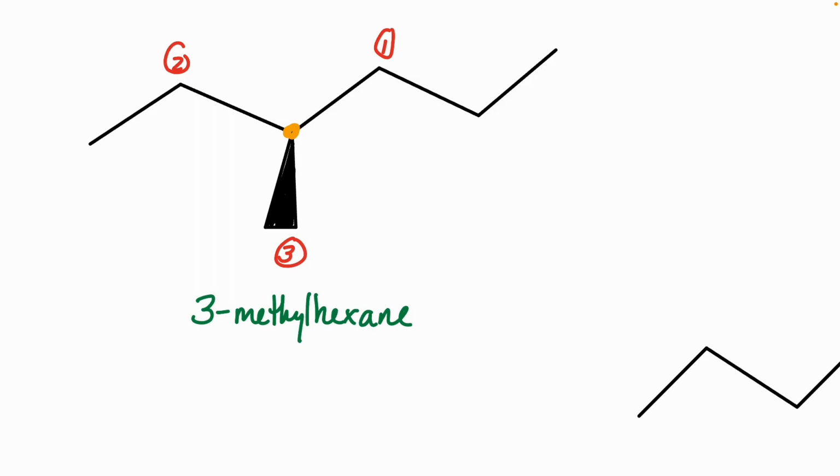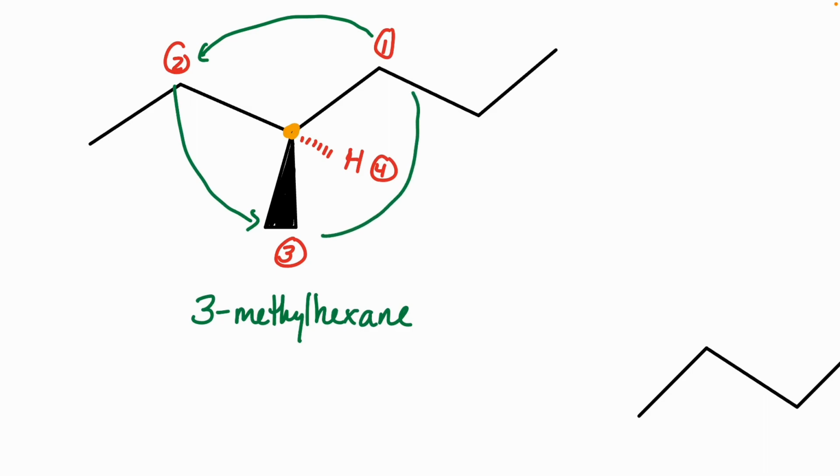And what's that fourth priority group? That hydrogen, that implied hydrogen. Whoops, I guess it's an H, not a 4. Cool. All right. So now my implied hydrogen is sticking into the page, so I can just connect 1 to 2, 2 to 3, 3 back to 1. And in this case, it's going in the counterclockwise direction, so this would be which isomer? S. And so how we do that is we put it in parentheses out front, S, 3-methylhexane.